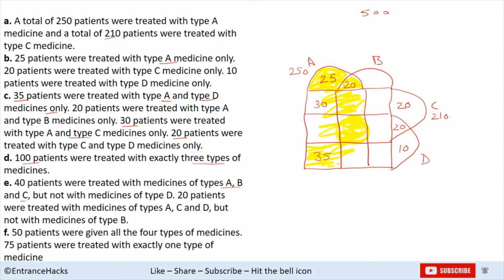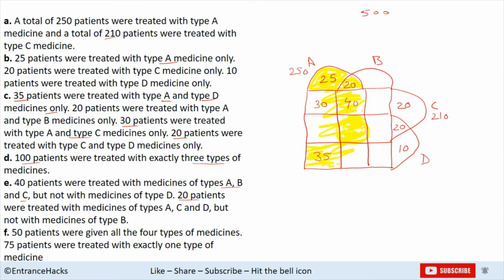A, B and C का common area, this is the common area which belongs to A, B and C, right? Because just below it, this belongs to D also. This is the area which belongs to A also. This area below belongs to B also and belongs to C also. This is 40, but not with medicine type D.